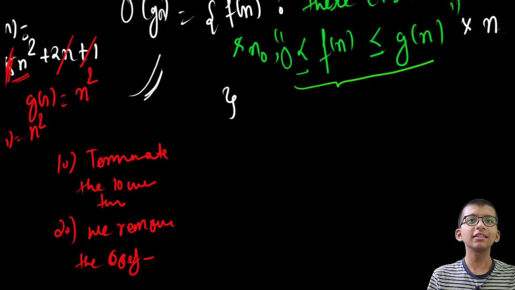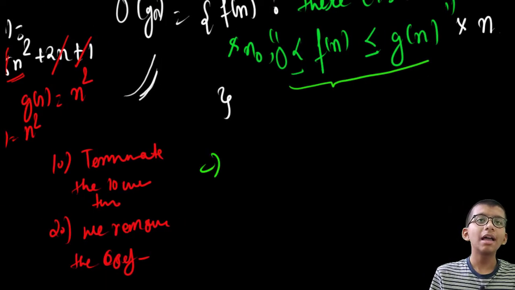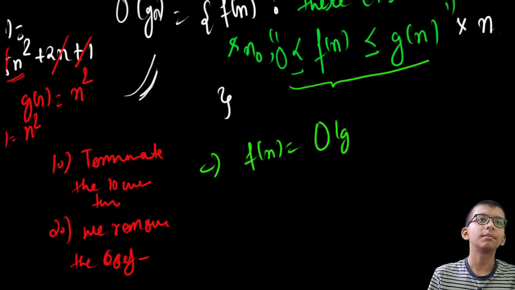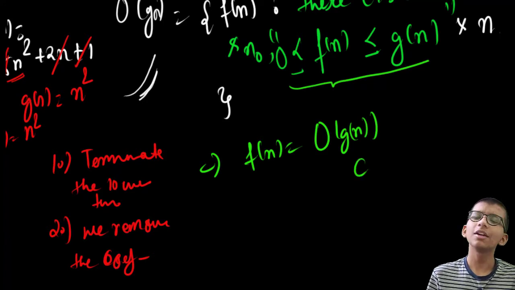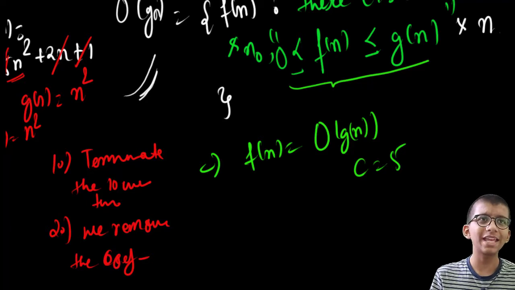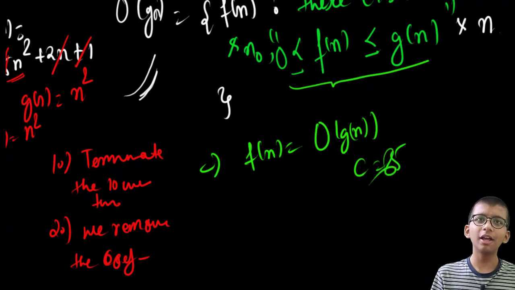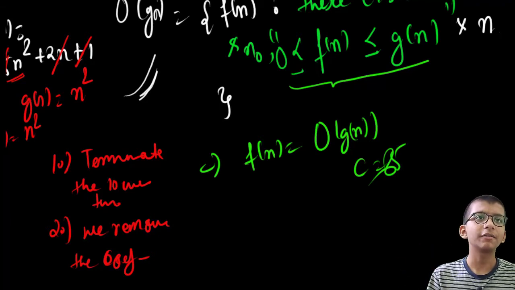So how do we write the answer? We can write f of n equals big O of g of n if and only if c equals 5. It can be any solution, but we assume that if c equals 8, we can think of it as 8, or it could be 5, anything you want, but it should satisfy the condition, and n naught equals 1.